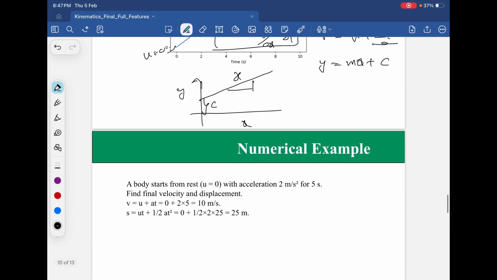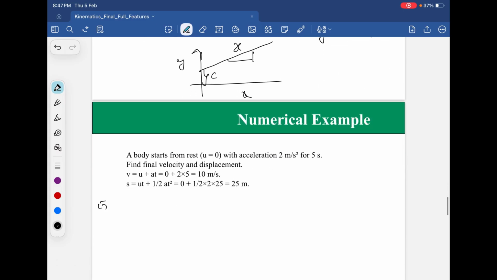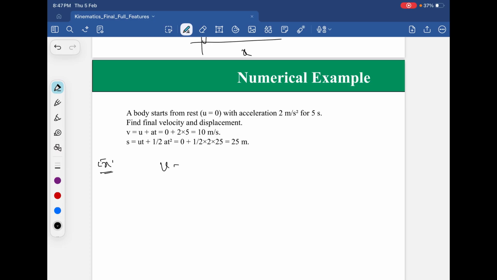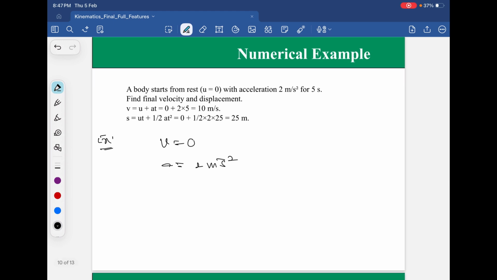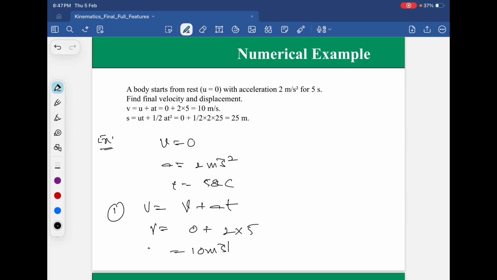Okay, now just focus on this as a part of revision and numericals. A body starts from rest, that means velocity is 0, and acceleration is 2 meter per second square. Find velocity after 5 seconds. So you can use the equation of motion, students. v is equal to u plus at, velocity after t seconds. So u is 0, a is 2, and t is 5 seconds. So velocity becomes 10 meter per second.